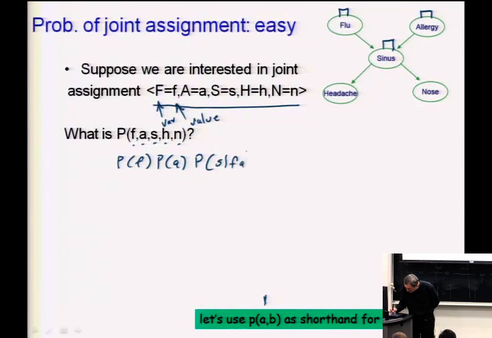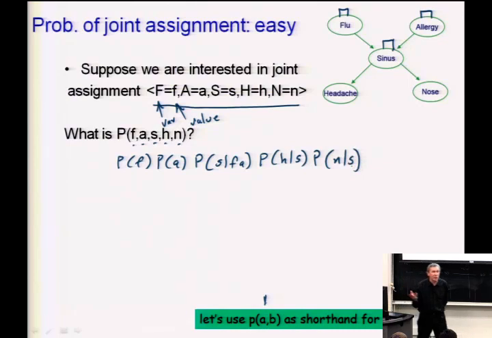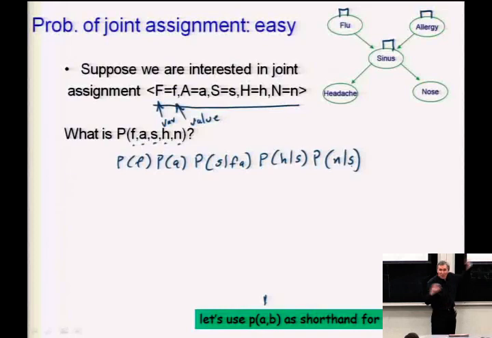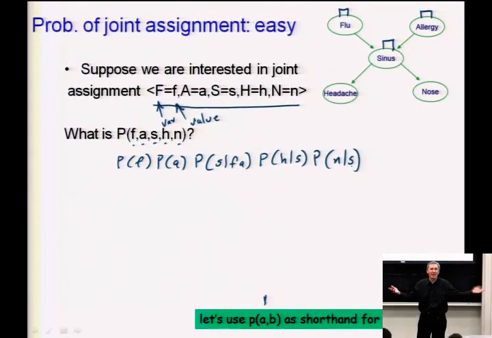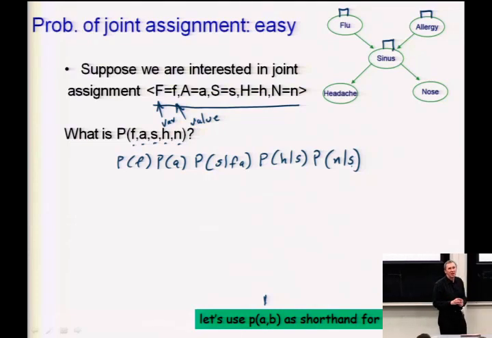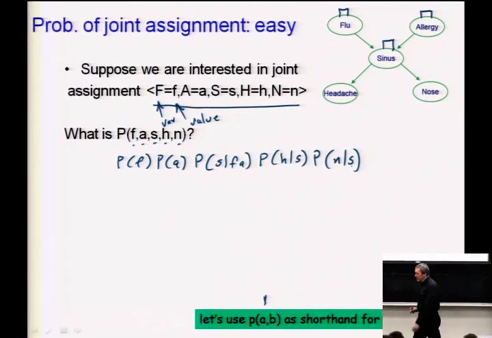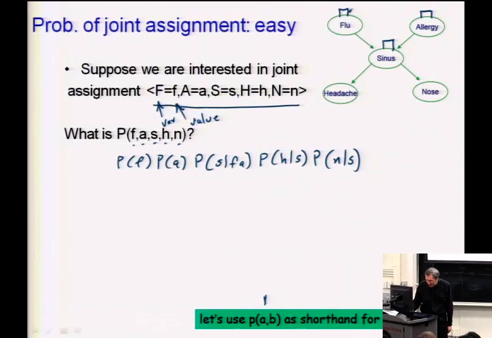Given F and A. And then probability of H given S and probability of N given S. Great. Perfect. That's exactly how I do it. And that's because, as we talked about last time, that's the whole idea of Bayes net. It tells us how to factor the joint probability into the product of simpler probability distributions. And the reason we read off that particular set of probability distributions is those are exactly the conditional probability tables that are associated with these nodes.